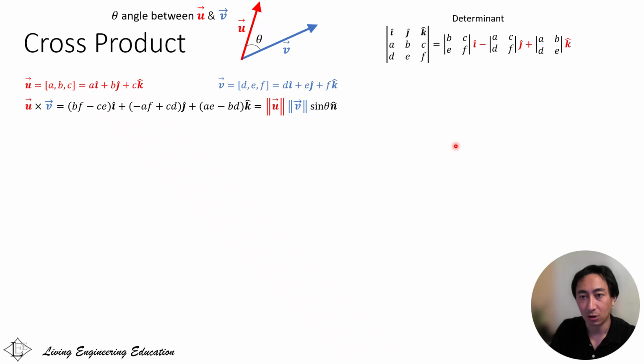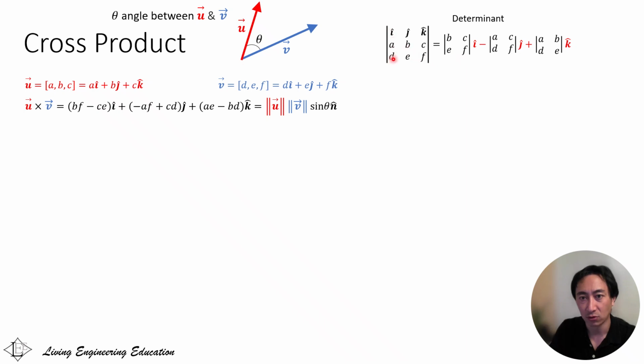Now the next thing you have to look at is the signage. In front of your first term, you put a positive sign, and you alternate negative and then positive. So the j hat term is going to have a negative sign right there. Then you need to fill in the 2x2 determinants that you create. And the way to do it is very simple. For i hat, you cover up that first column. The remaining terms become your 2x2.